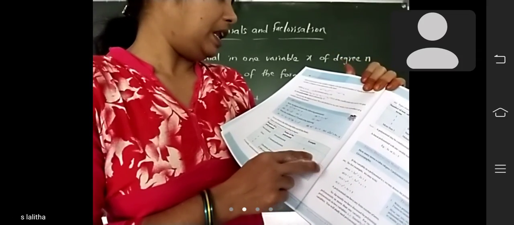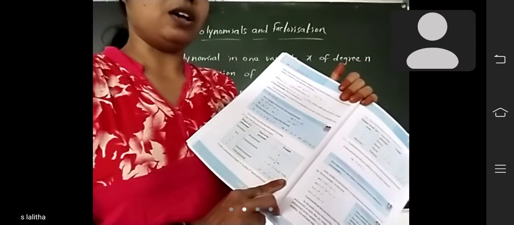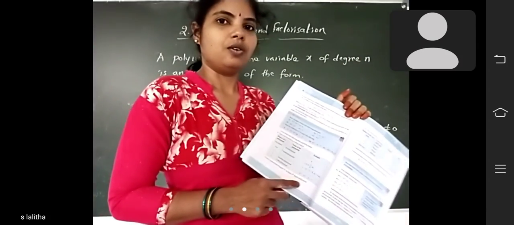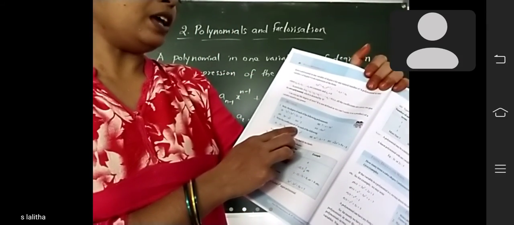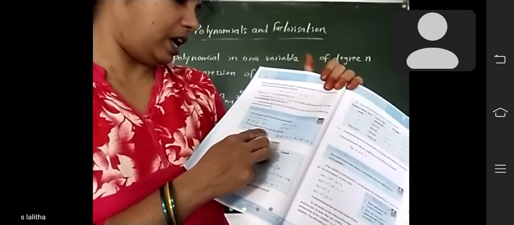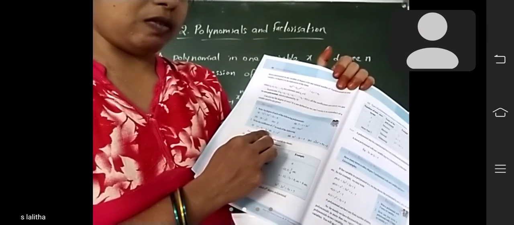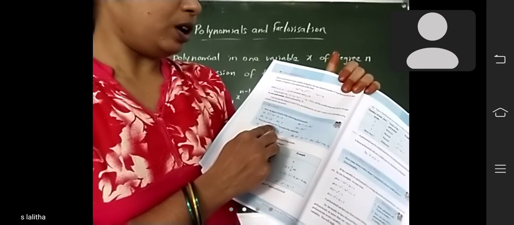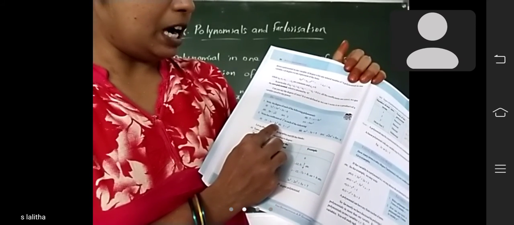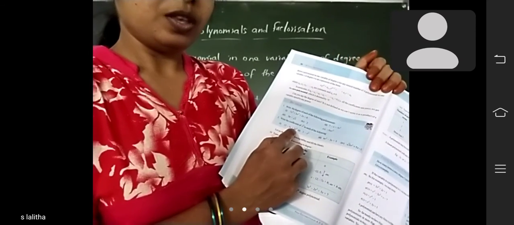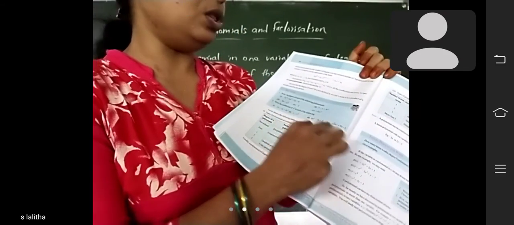Okay, children? Next, write the coefficients of x square in each of the following. Coefficients. Already I told before the lesson. Coefficient means it is a multiple of variable. Here asking x square. Coefficient of x square. See the first one, 15 minus 3x plus 2x square. So here they want the coefficient of x square. What is the multiple of x square? 2. So what is the coefficient of x square? 2. Okay, like that you can do these sums, children.